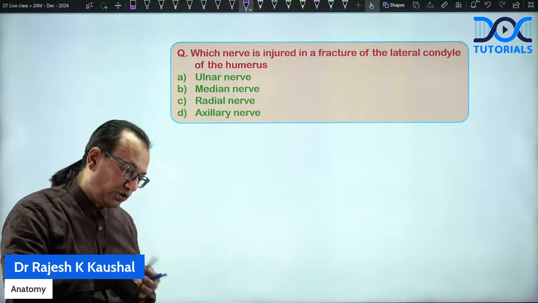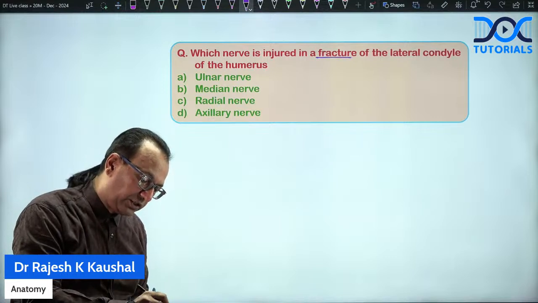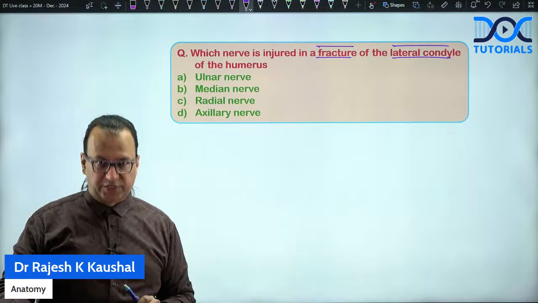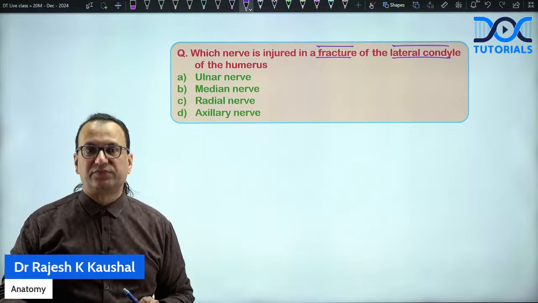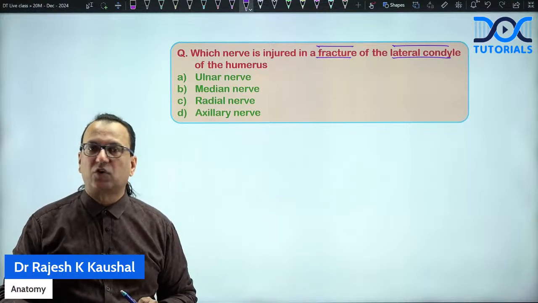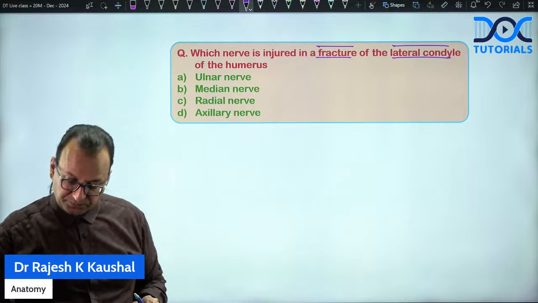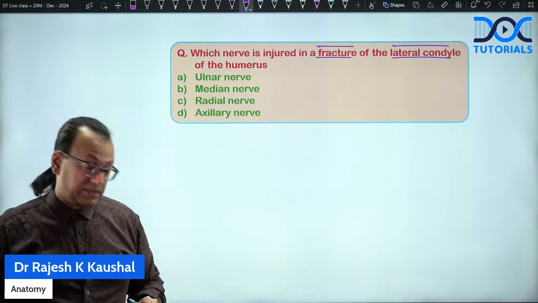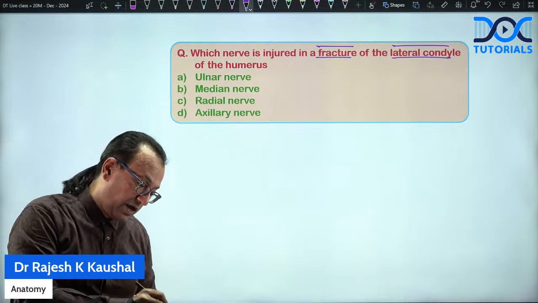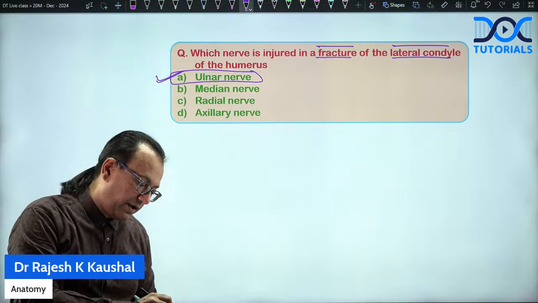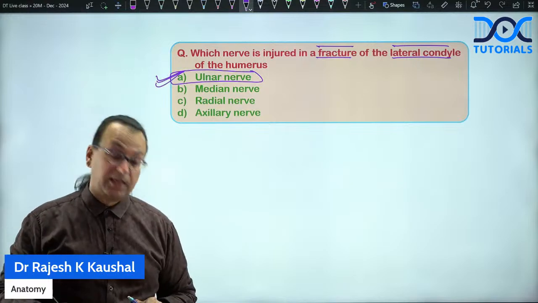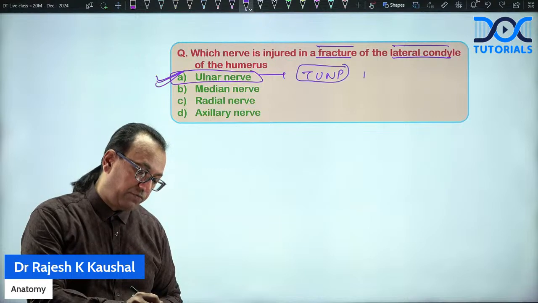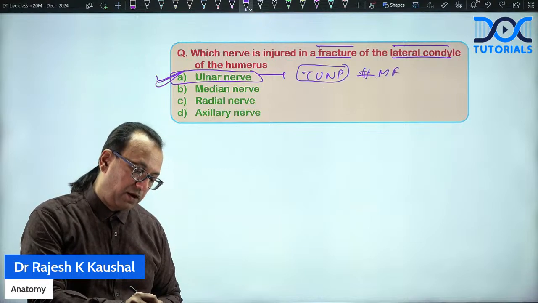Which nerve is injured if you have a fracture of the lateral condyle? We'll think that lateral condyle is related to the radial nerve, so radial nerve should be damaged, but that is not the answer. What is the answer and why is that the answer? Answer here is the ulnar nerve. But why is the ulnar nerve the answer? This is what we call tardy ulnar nerve palsy. This can happen in fracture of the lateral condyle.